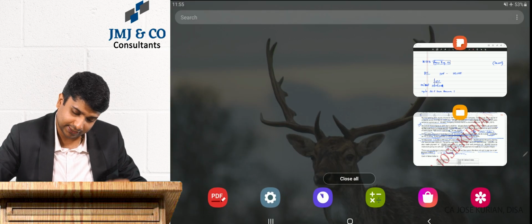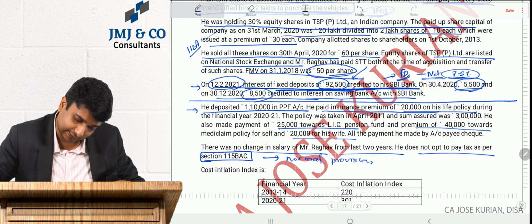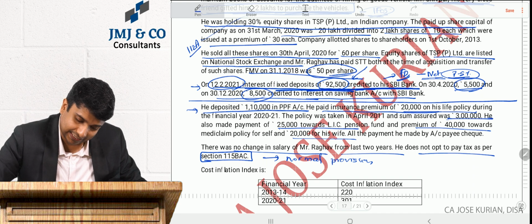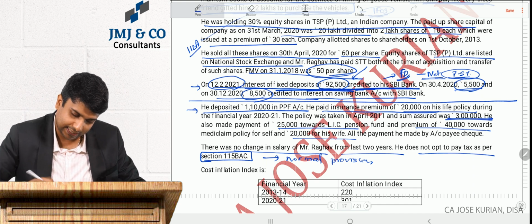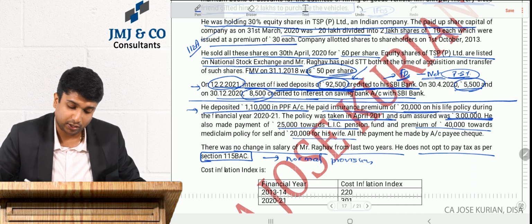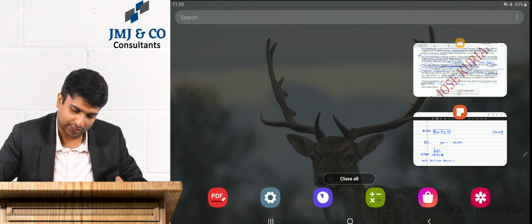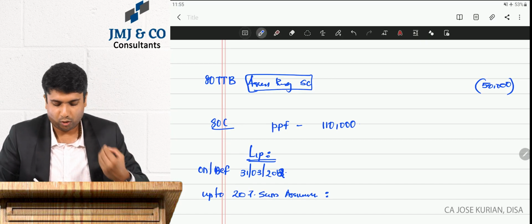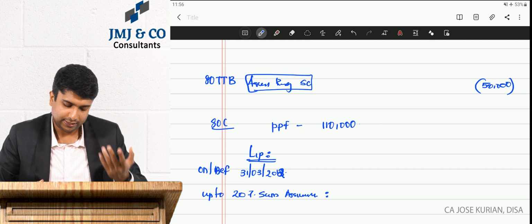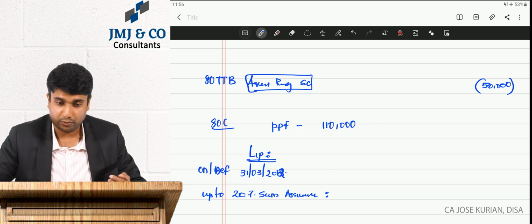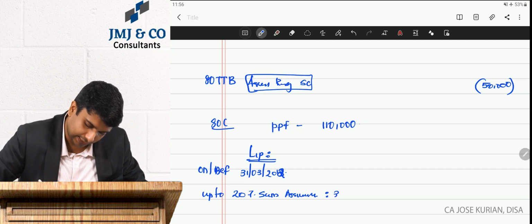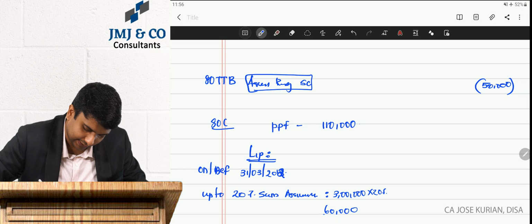So here in the question, the sum assured is clearly stated. What is the sum assured? Sum assured is 3 lakh. All right. So 3 lakh, and the policy is taken in April 2011. So definitely the policy is before or on 31st March 2012, and the sum assured is 3 lakh also. So 20% on 3 lakh, let's see what is the figure coming. 20% on 3 lakh, up to 60,000 you can claim as a deduction.